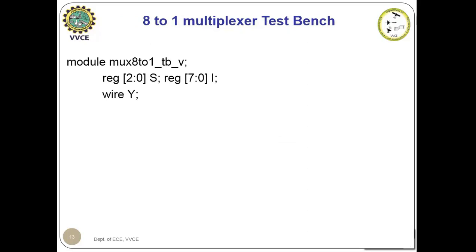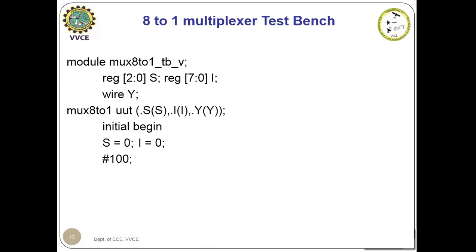So module mux 8:1 underscore TV underscore V. Then I'll be defining all the inputs as reg, that is S and I will be defined as reg, and output Y will be defined as wire. Then I'll be invoking the multiplexer module. I'll be mapping the variables of the test bench with the input and output variables of your module. Then initial begin. I'll be setting the initial values for S and I.